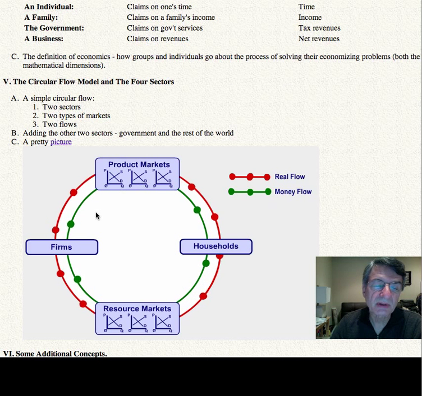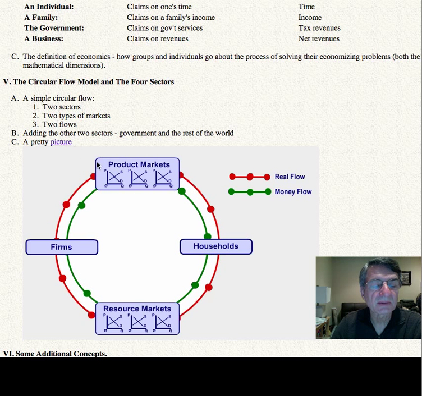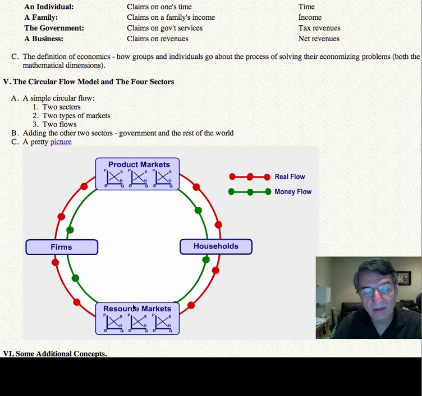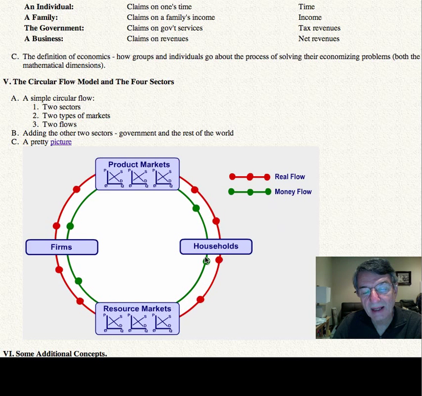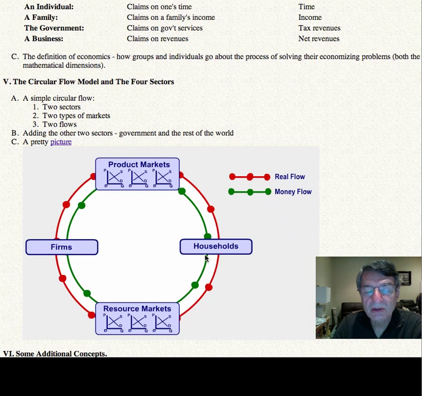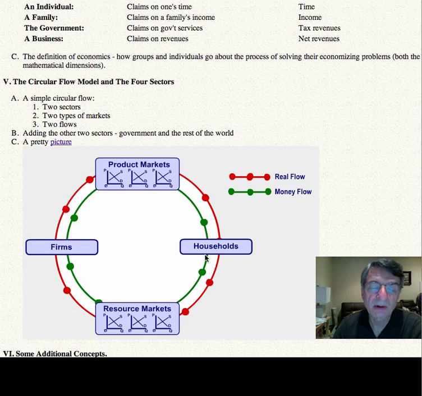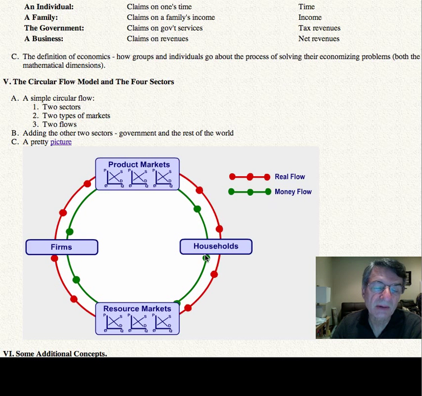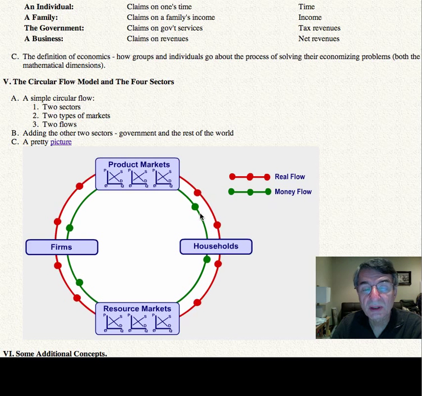But flowing in the opposite direction is this green flow. The green flow is the money flow. When firms buy resources from households, the resources come towards the firm, but the money goes back through the resource markets and ends up with the households in the form of household income. So households, when they sell land, labor, capital, and entrepreneurship, they earn rents, wages, interest, and profit, and that becomes income to the households.